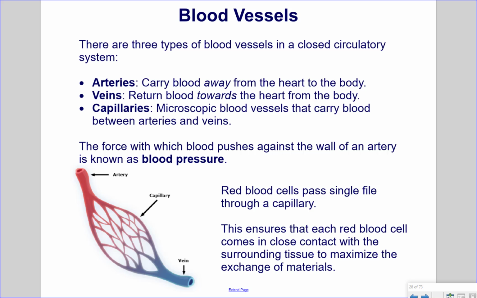The force with which blood pushes against the wall of an artery is known as blood pressure. Red blood cells pass single file through a capillary. This ensures that each red blood cell comes in close contact with the surrounding tissue to maximize the exchange of materials, which include oxygen, carbon dioxide, nutrients, and waste.